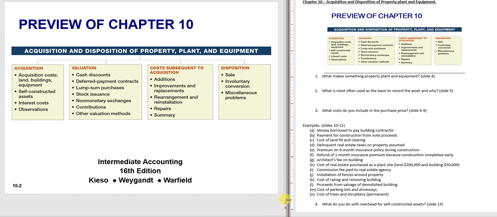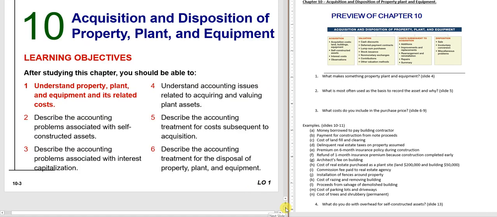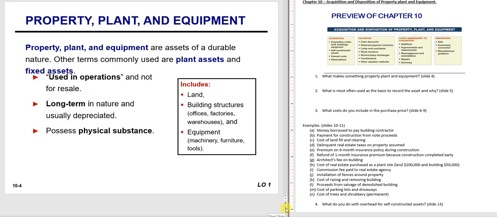Okay, so some things we're going to talk about in Chapter 10 is basically property, plant, and equipment, but basically how do we buy it, which are these two items. After we buy it, what do we do, and then how do we get rid of it. So if you'll notice that basically you buy an asset, you use it, you get rid of it, and that's how this chapter is set up.